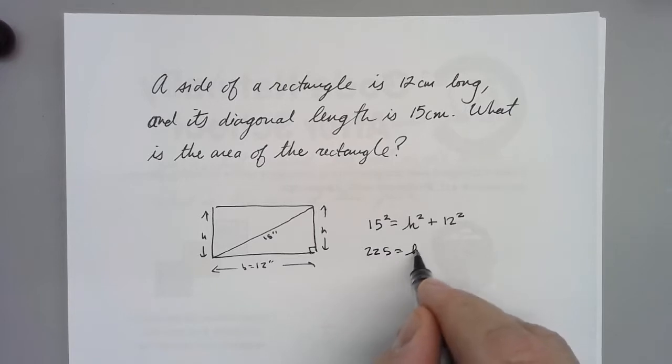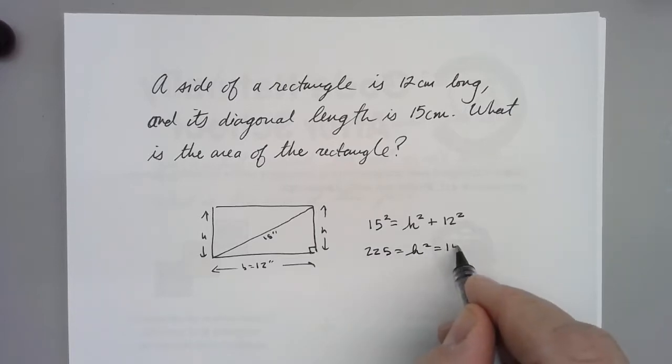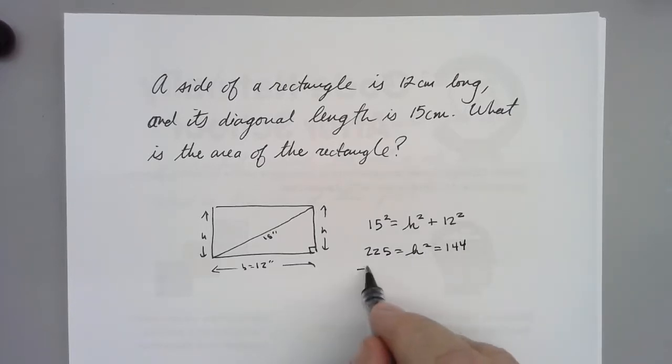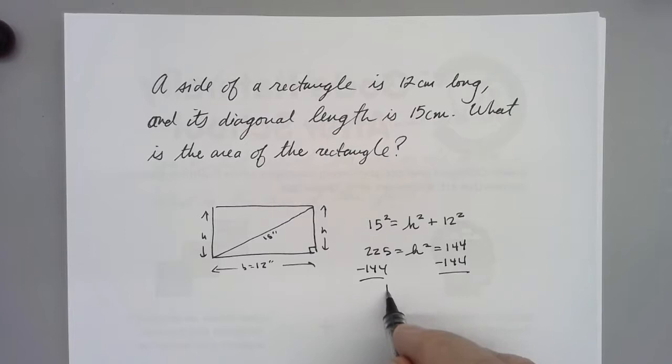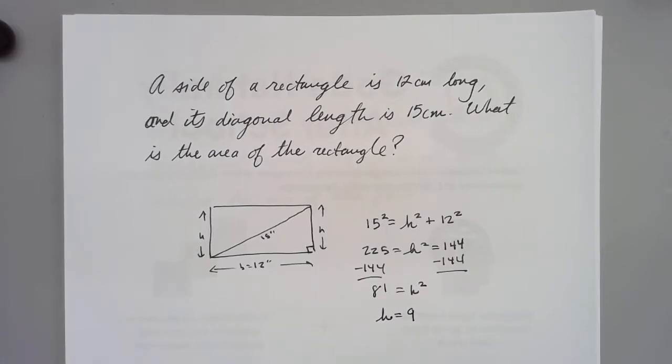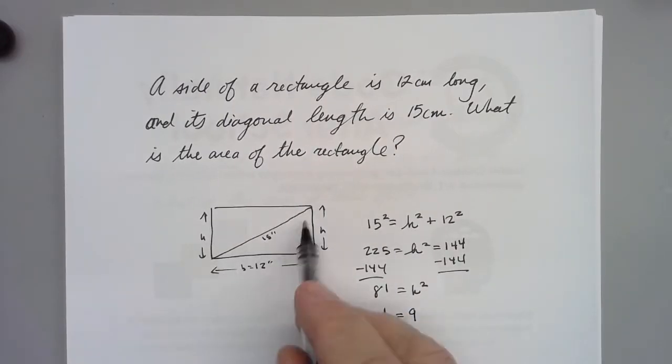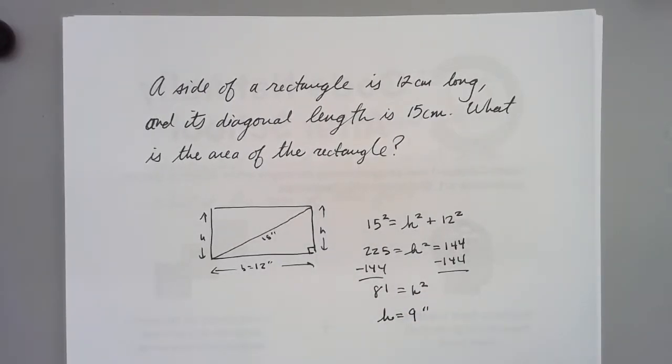So this is 225. This is 144. Subtracting 144 from both sides, I get 81. The square root of 81 is 9. So the height must be 9, and again, all our units here are inches, so this must be inches.